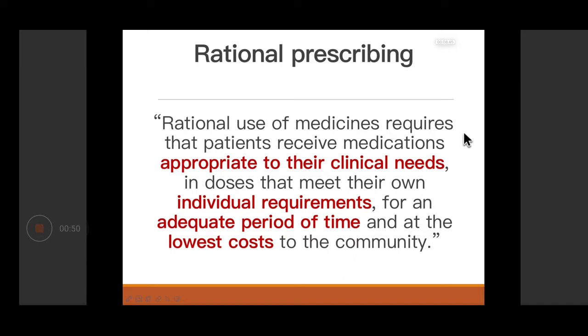So we'll be talking about rational prescribing. Rational use of medicines requires the patient to receive medicines in the appropriate dose for the appropriate clinical need, and for the individual requirements, for an adequate period of time and at the right cost. Cost is very important because the patient has to afford the medicines.